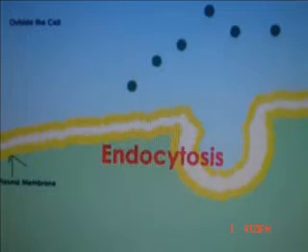As you see, son, the materials left the cell, but endocytosis is quite the opposite. The materials will move into the cell rather than out. Here's an example.